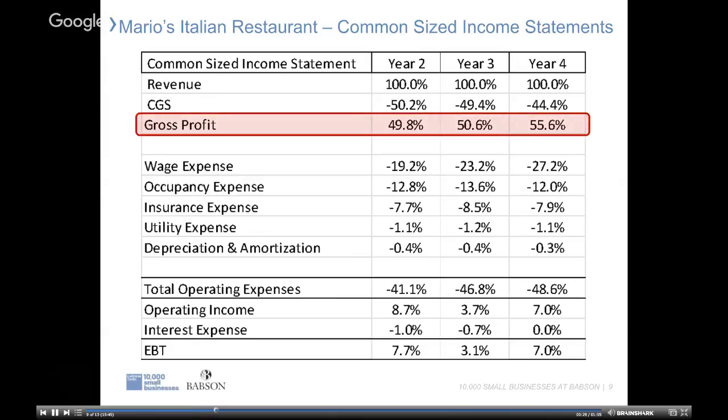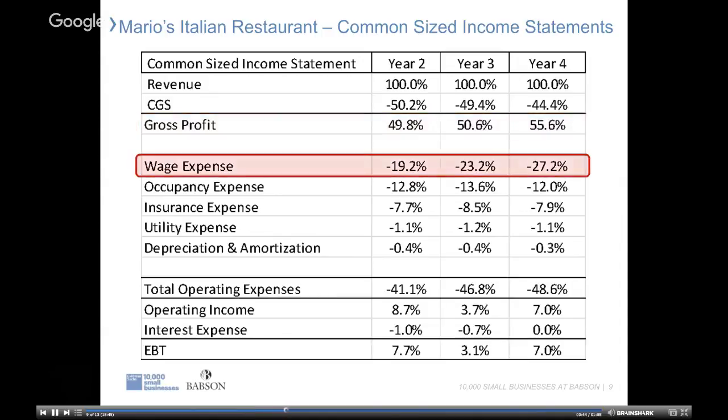We previously discussed gross margin and see it again here. This says that in year 2, Maria had about 50 cents of each dollar of revenue after cost of goods sold. By year 4, that had increased to almost 56 cents. We also highlighted earlier the significant increase in wage expense, and the common size approach shows this clearly. From about 19 cents of every revenue dollar in year 2, Maria is paying 27 cents in wages by year 4.